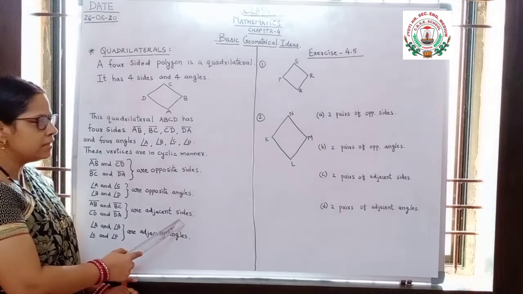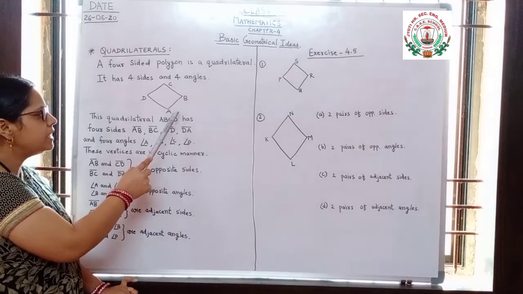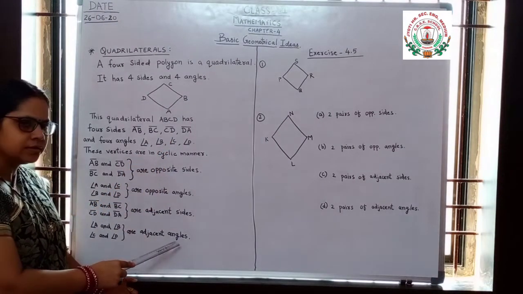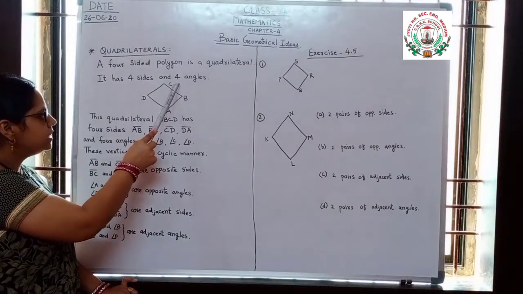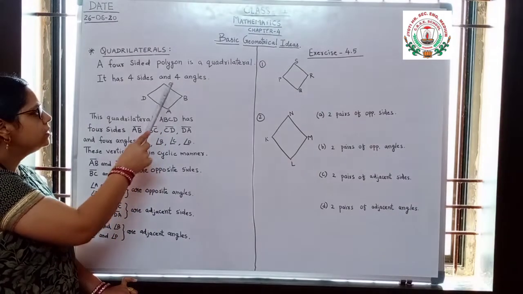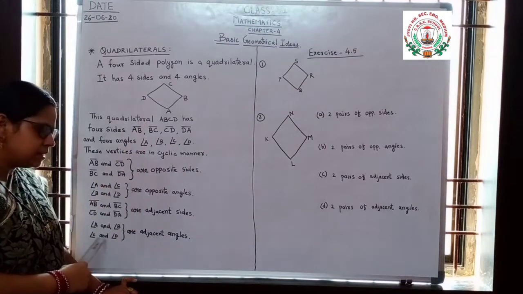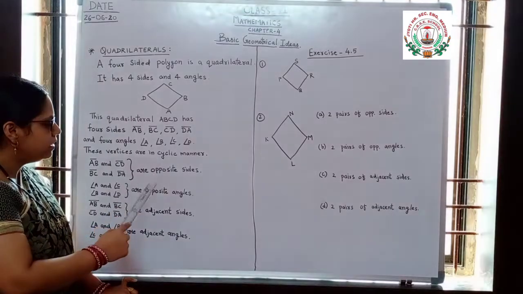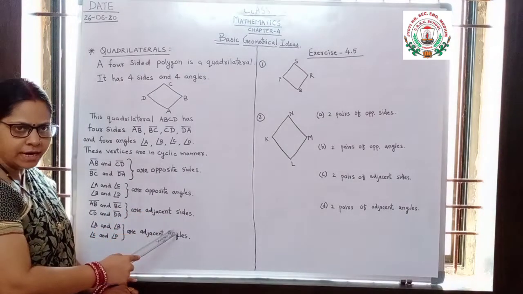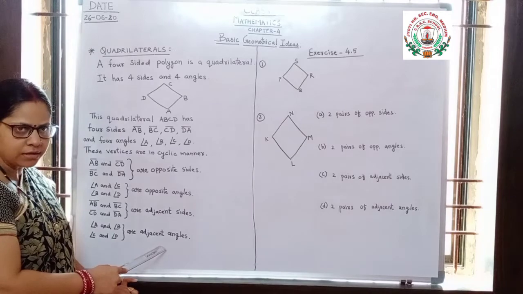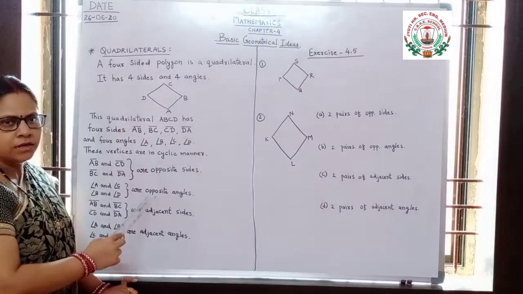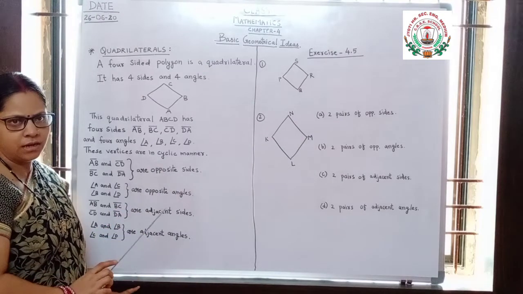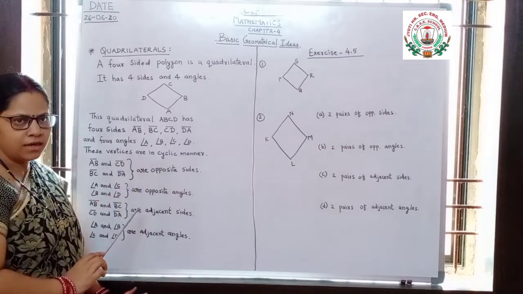Now taking the angles. First angle is A, coming next is B. So angle A and angle B are adjacent angles. Taking the next C, coming next is D. So angle C and angle D are adjacent angles. So these are all opposite sides, opposite angles, adjacent sides and adjacent angles. So this completed all the definitions and the properties and different opposite and adjacent sides and angles. So this quadrilateral is clear.